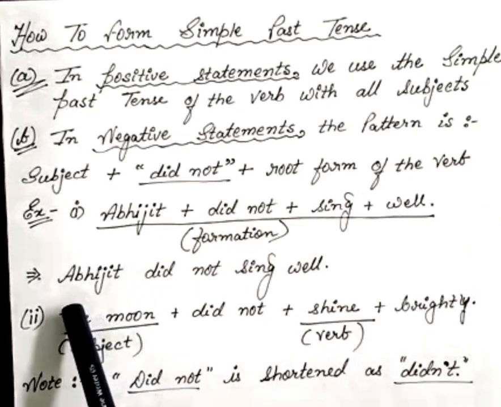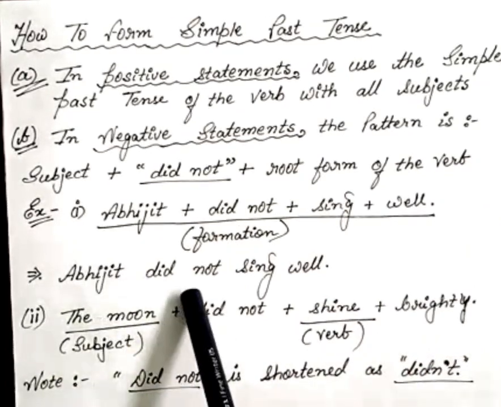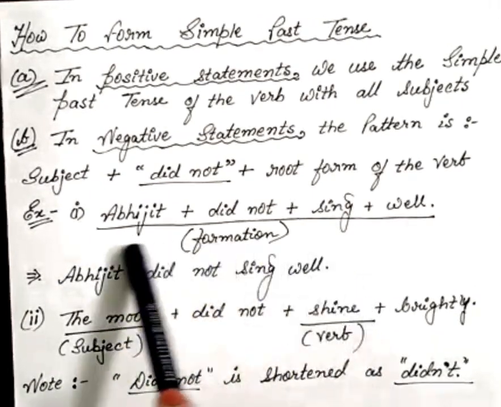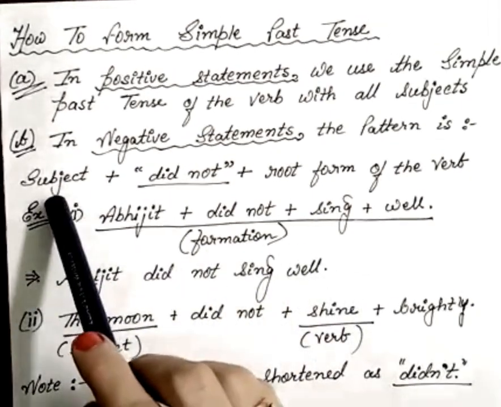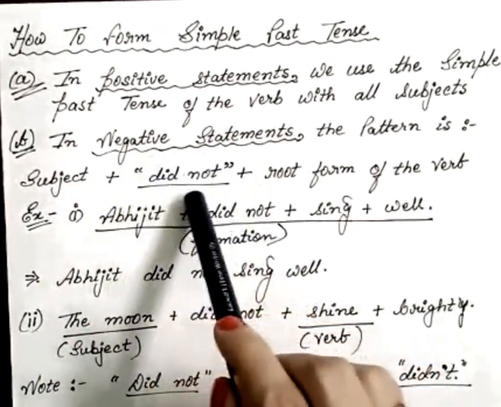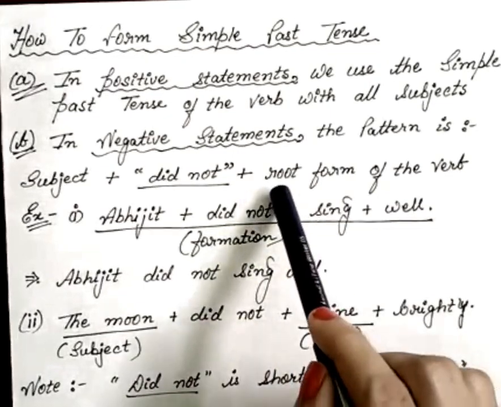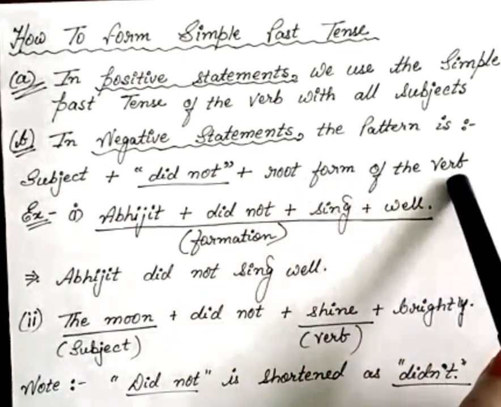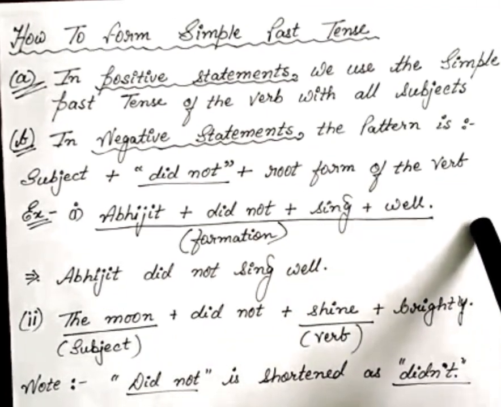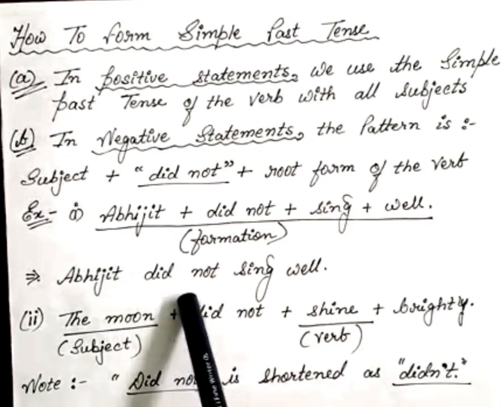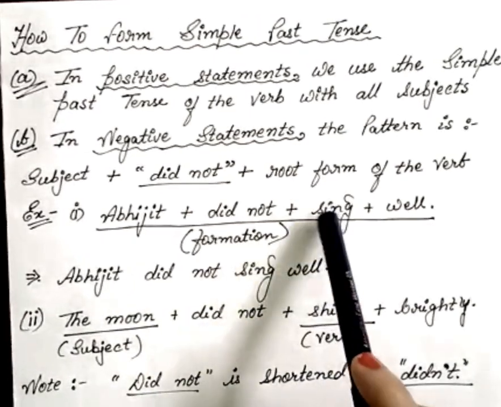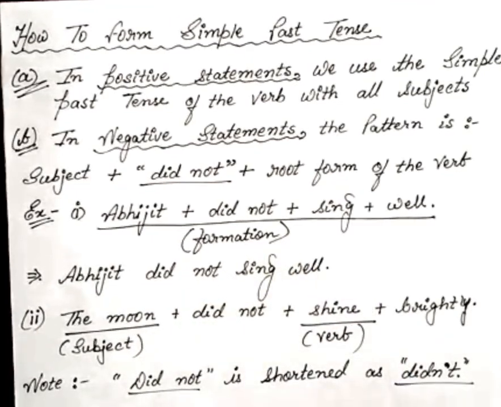That means if the sentence given to you is Abhijit did not sing well, how did you get this conclusion? How did you form this negative statement? You have to write down the subject, that is Abhijit, plus did not, plus the root form of the verb, that is sing, plus the rest of the sentence. So, Abhijit did not sing well. This is the final formation of the negative sentence.